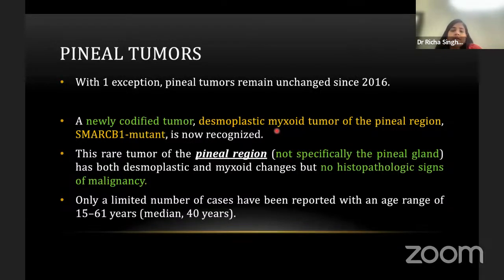It doesn't matter whether we write in the report the histological cell type of the tumor or not, and it is not relevant in any of the pineal tumors actually.